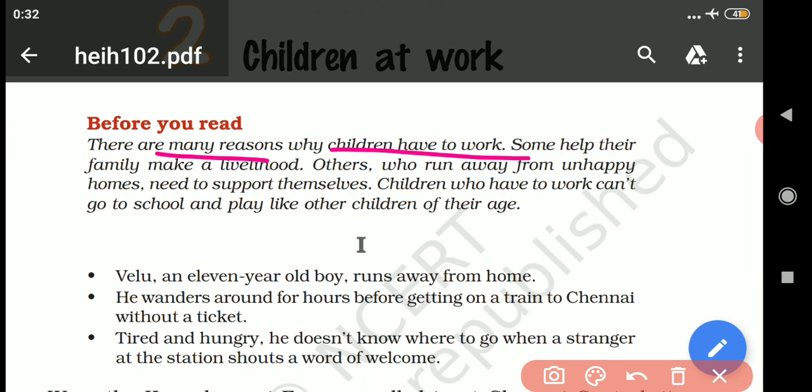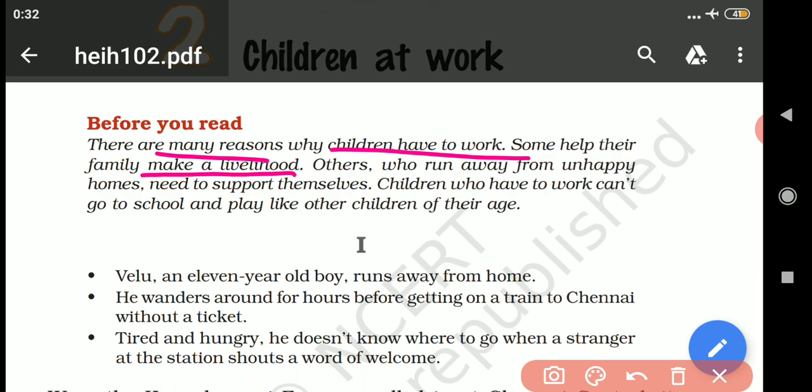Some help their family make a livelihood. कुछ लोग अपने परिवार को, some help their family with a livelihood, means what do you know? Livelihood means the things that you need to lead a life. Okay, the things that you need to live in the society, this is called livelihood.